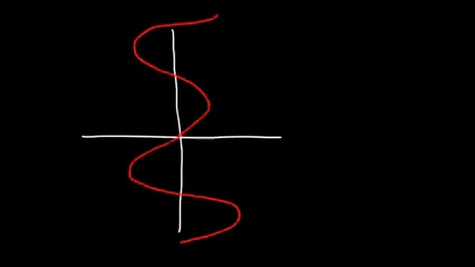As you can see, this is not a function because it doesn't pass the vertical line test. The vertical line test tells you if a curve is a function or not. The horizontal line test tells you if it's a one-to-one function, and it tells you if the inverse is a function. So there is no inverse of a sine function.